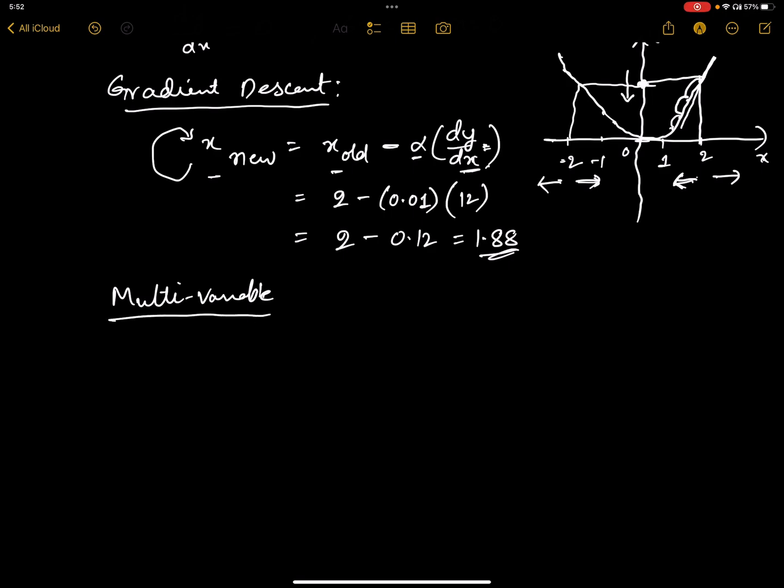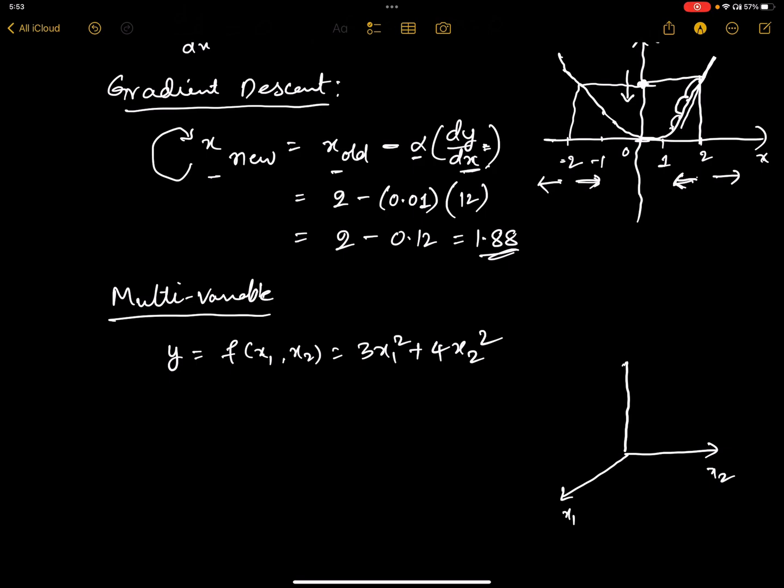Let us say we have a function y in terms of two variables, that is x1 and x2, that is 3x1 square plus, let us say, 4x2 square. This is one of the sample multivariable functions. If we draw it in 3 dimensions, it can take a shape something like this. Let us say this is x1, x2, and this is y, and the shape of this function will take something like this.